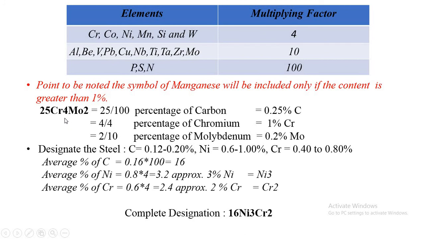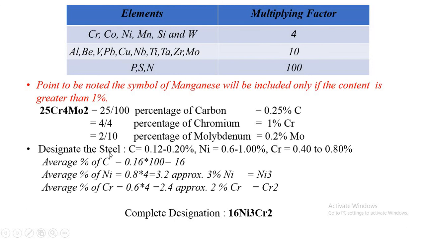Now let us understand this particular designation. 25Cr4Mo2. So as per this first statement, 25 divided by 100 will give you the percentage of carbon. Okay. What is the digit after chromium? It is 4. So in order to calculate the percentage of chromium, you have to divide this digit by the multiplying factor. So where is this chromium? It is in the first row. So 4 divided by 4 will give you the percentage of chromium. In the similar manner, to calculate the percentage of molybdenum, 2 divided by 10 will give you the percentage of molybdenum, that is 0.2% molybdenum.